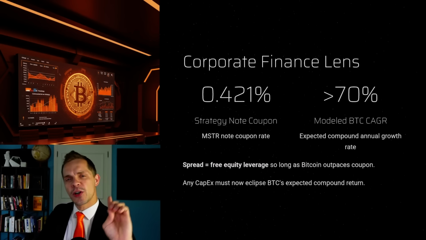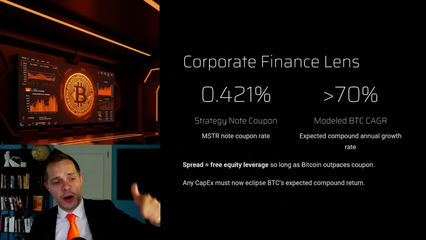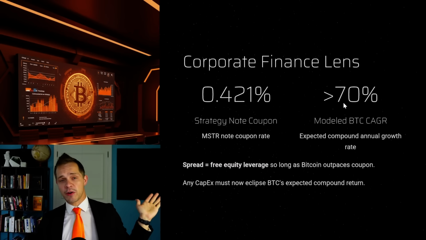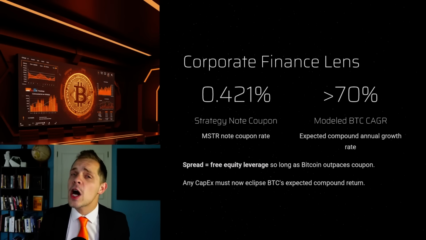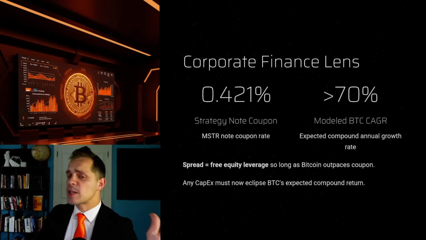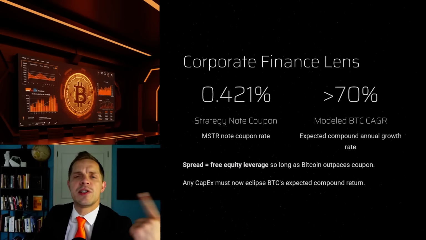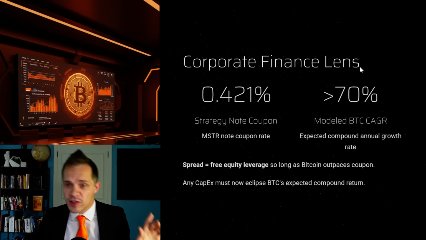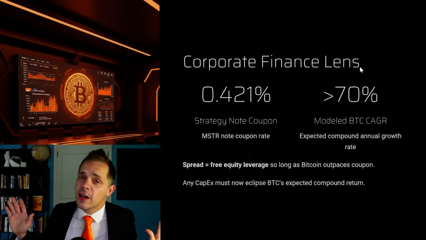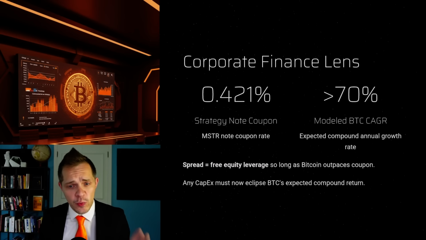Here's the math. When your cost of capital is less than 1% and the asset you're acquiring has a historic compound curve of over 70%, the spread isn't merely positive, it's obscene. Any traditional CapEx project a CFO puts on the docket, new data center, regional expansion, whatever, now has to clear that 70% internal hurdle just to look competitive. Good luck pitching a warehouse with a 10-year depreciation when Bitcoin is compounding like a swarm of calculators.